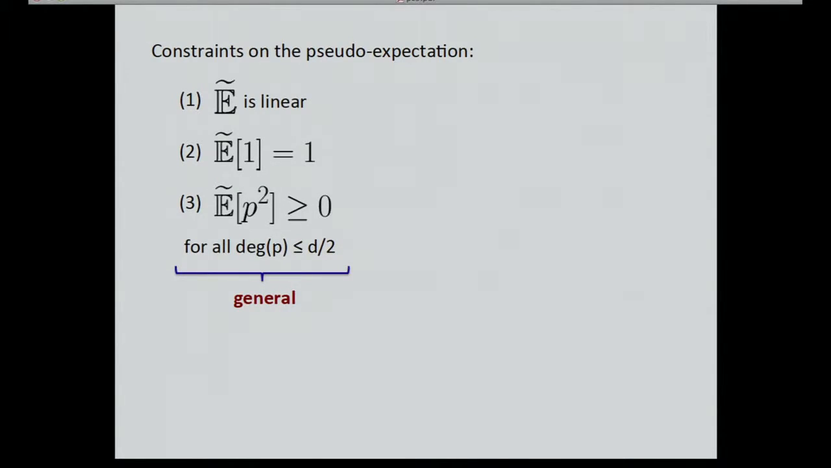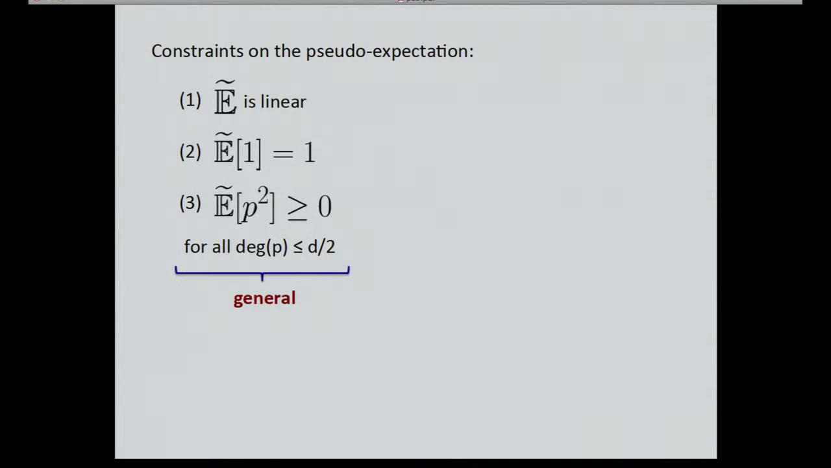So there are some constraints on this operator, the pseudo-expectation, that are general, that they apply every time you want to use the sum of squares algorithm. So first of all, you want that E tilde is a linear operator on the space of these degree at most d polynomials. After all, the expectation operator would be, so we throw in that constraint. We want that what it does to the polynomial all 1s is it maps it to 1. So it maps 1 to 1. The expectation does that too.